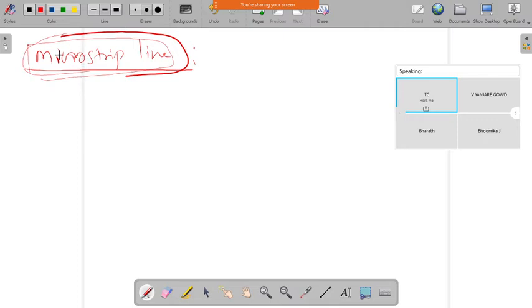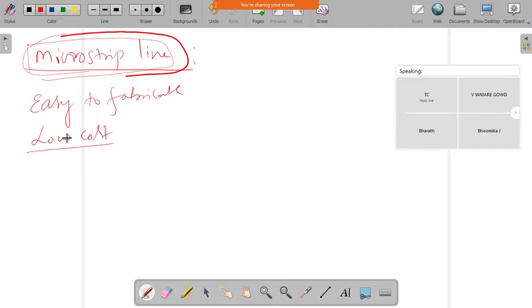It is easy to fabricate, and it is low cost. That is very important, because many circuits need low cost devices. For that purpose, the microstrip line has a very low cost and is easy to fabricate, and it is also easy to integrate. Any microwave circuit is easy to integrate with the microstrip line.